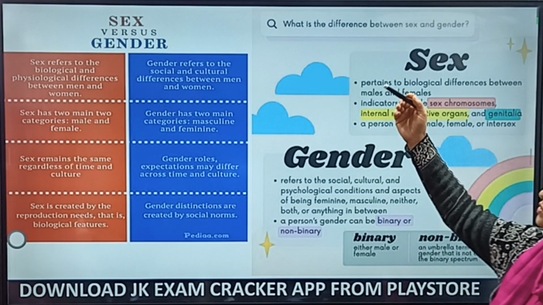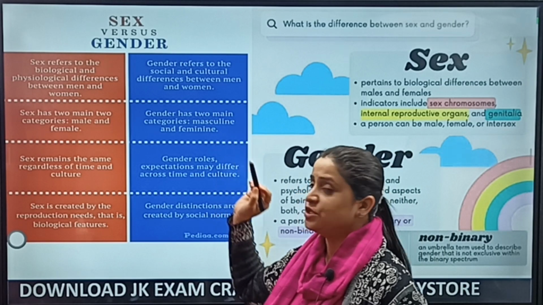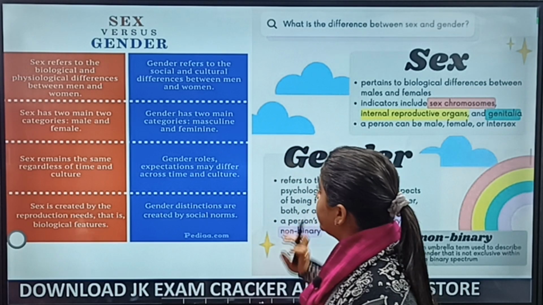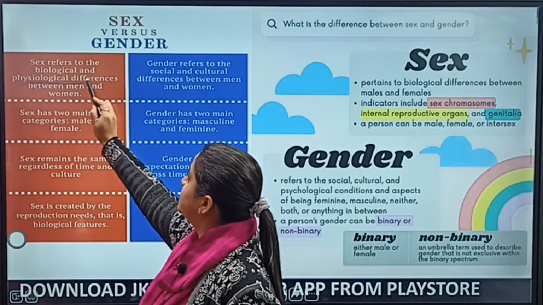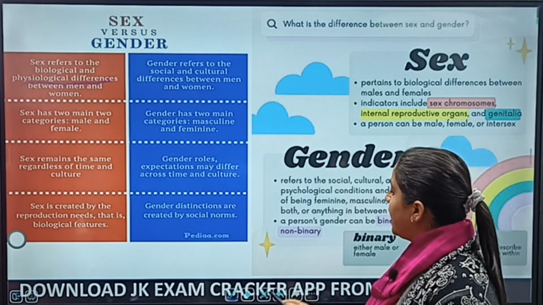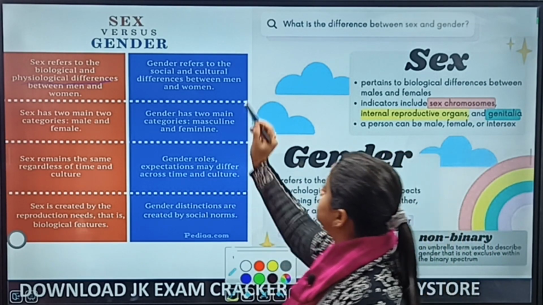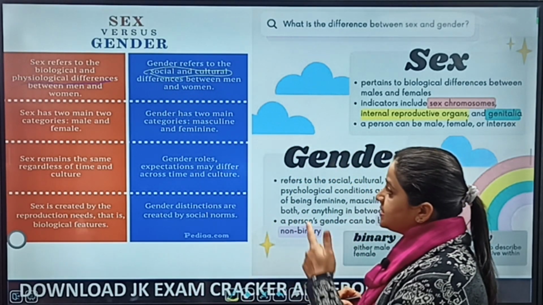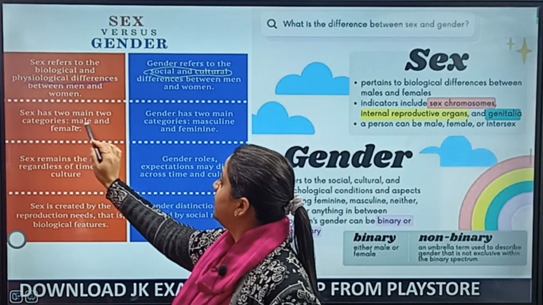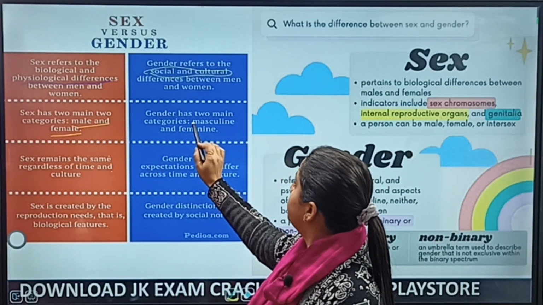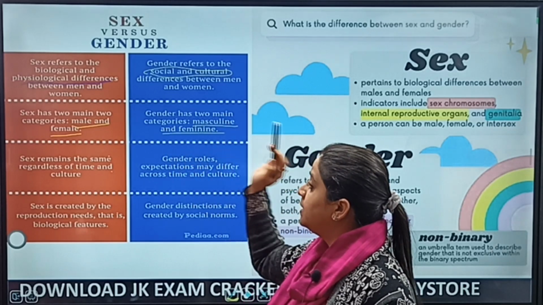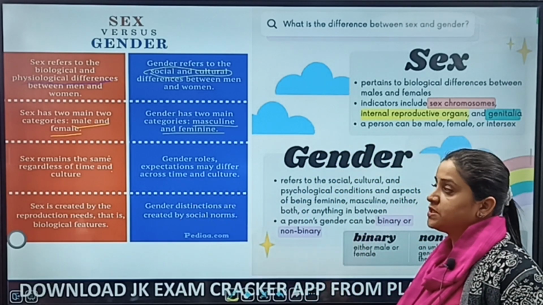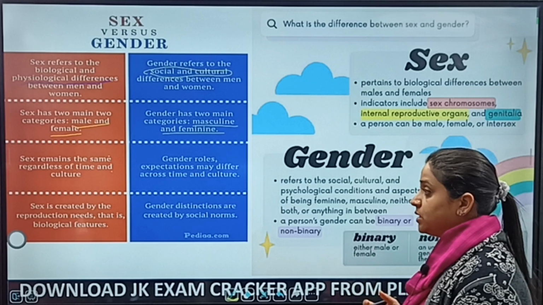So here are some clear distinctions between sex and gender. Just a quick recap of what is sex and what is gender. Sex refers to the biological and physiological differences, whereas gender refers to the social and cultural differences. Sex has two main categories, male and female, but here these are masculine and feminine. It remains the same regardless of time and culture. Gender roles and expectations may differ across time, societies and cultures.